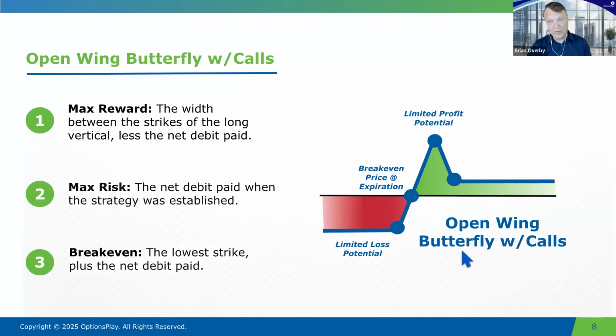So this is called open wing butterfly with calls. The break even is going to be this strike plus the net debit. You're not getting it done for a credit. You're paying more than the standard butterfly. And the max risk is, once again, just like the standard butterfly. It's this direction if the market goes against you, and whatever you paid for it is your max risk. Break even, this plus that net debit, that's where we cross the zero line.